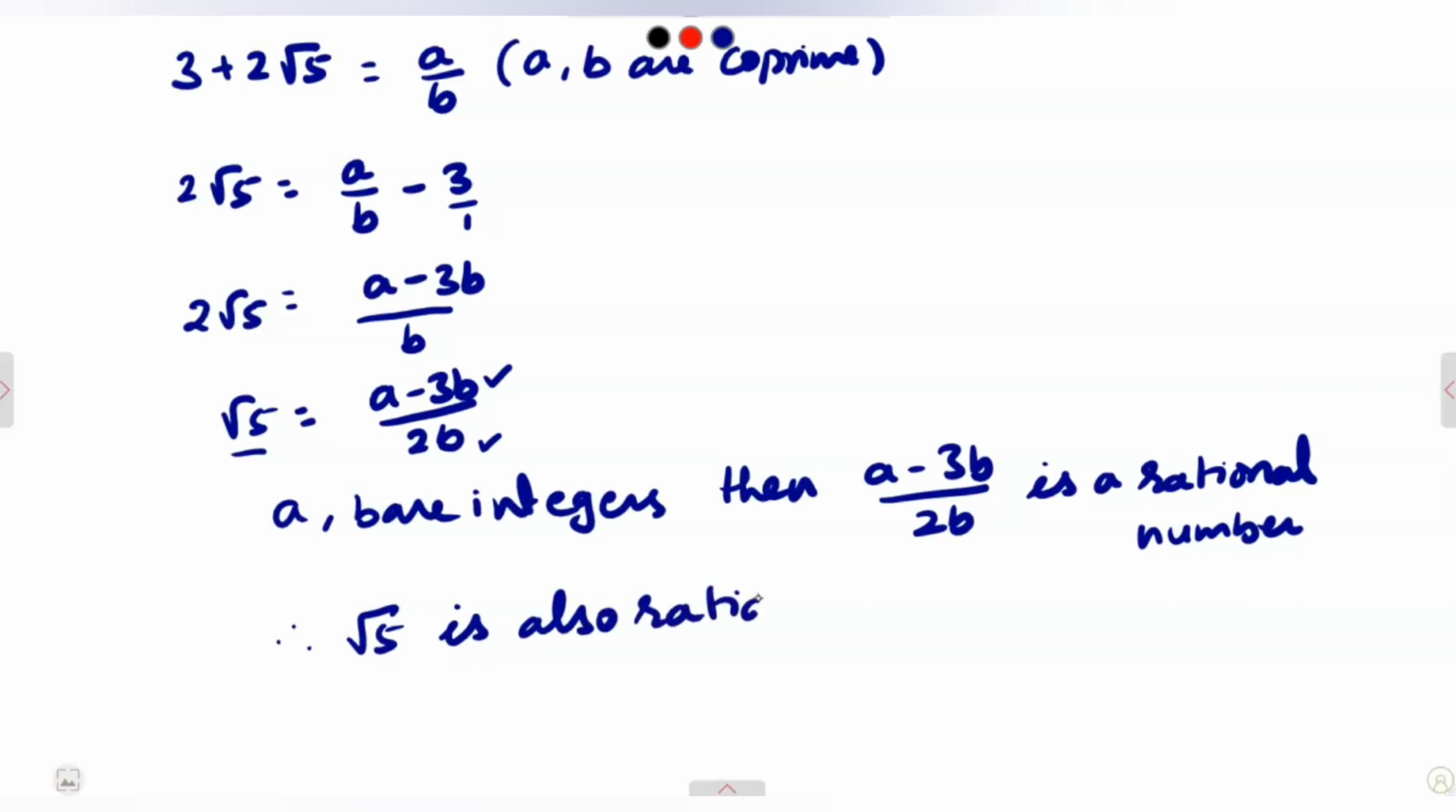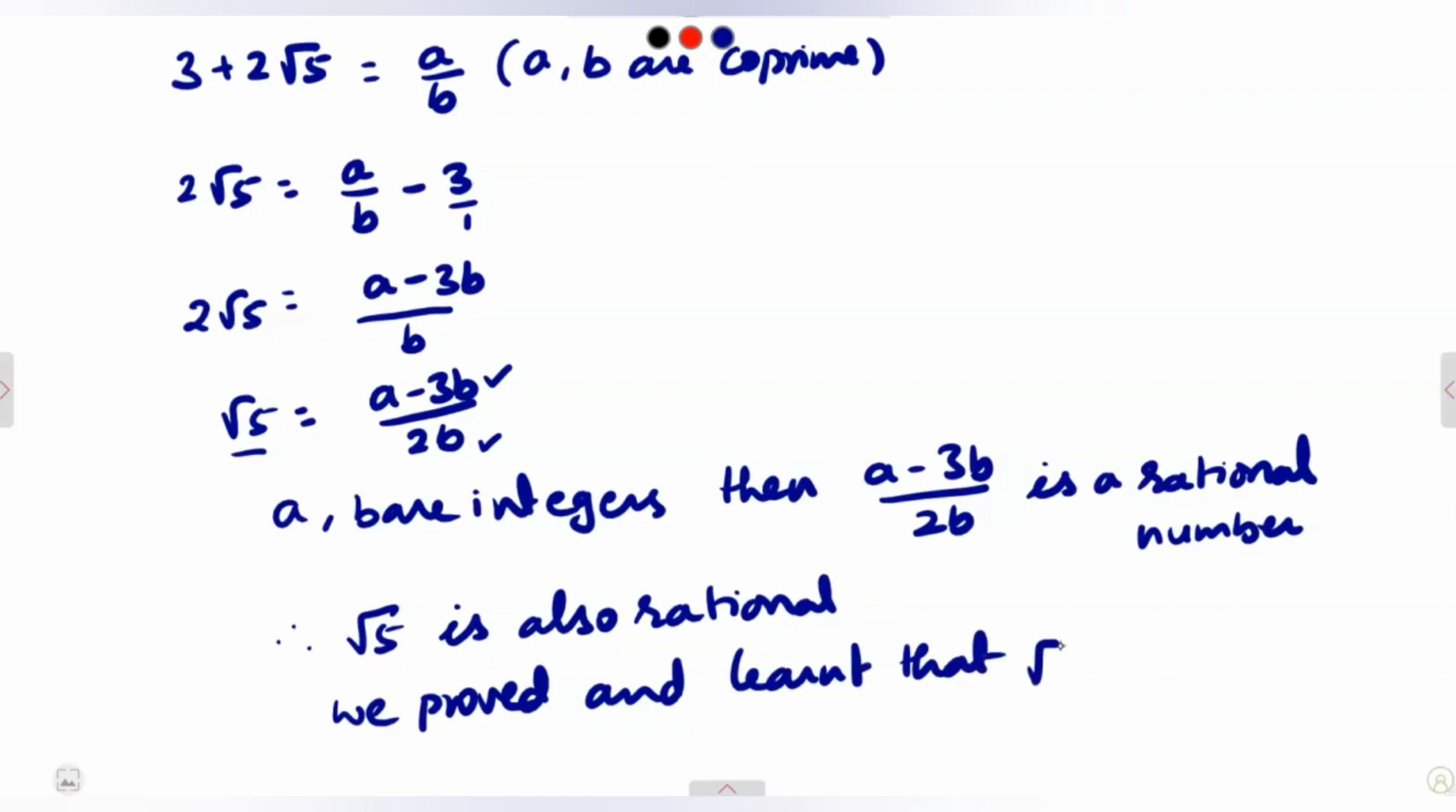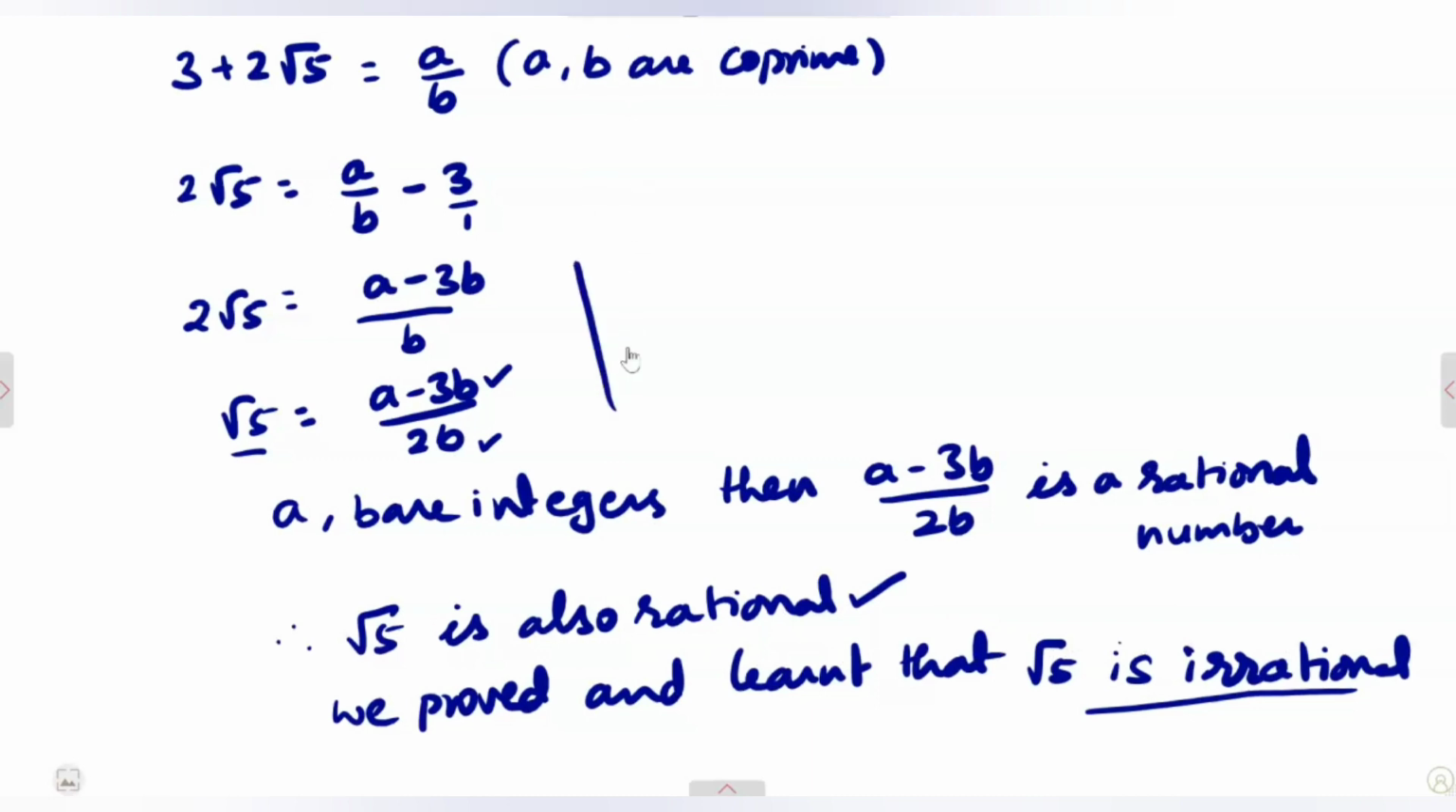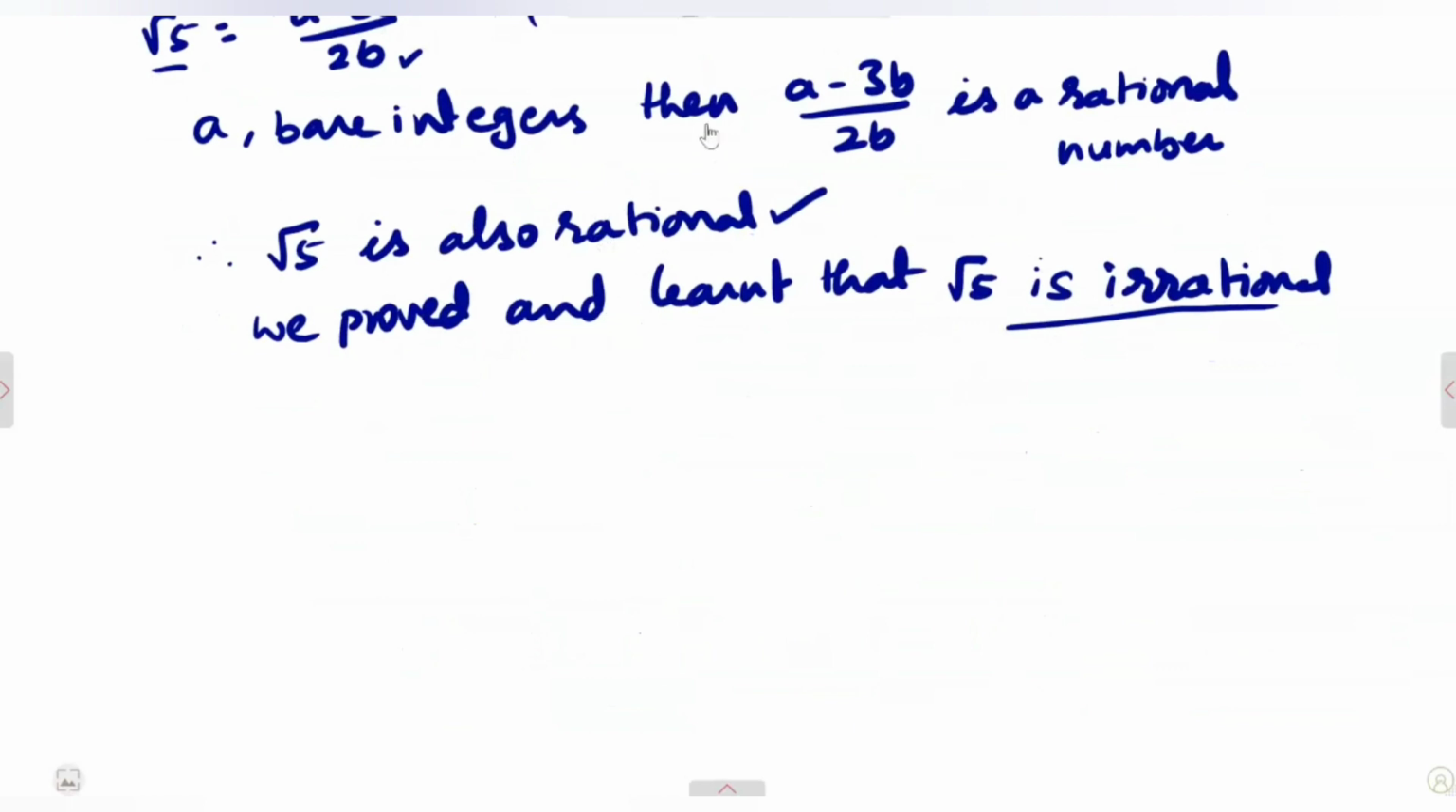But what did we learn previously, just before this question? Root 5 is irrational, we have learned. We proved in the previous video that root 5 is irrational. So we got a contradiction again here. We got a rational, but we know that root 5 is irrational. So this contradiction arises due to, again, the incorrect assumption.